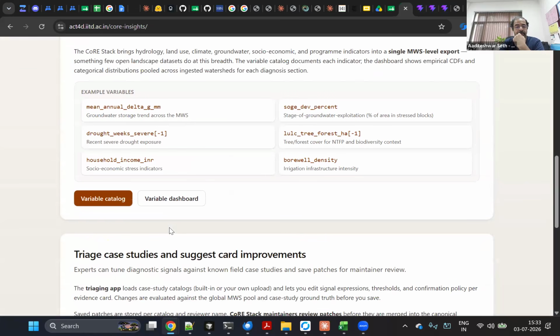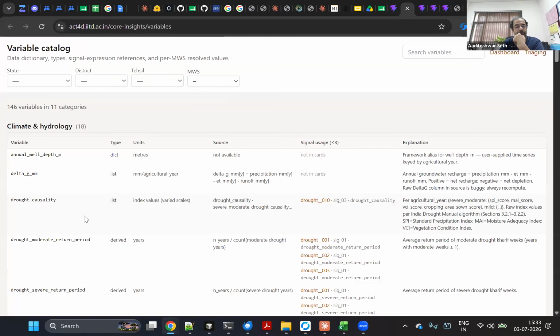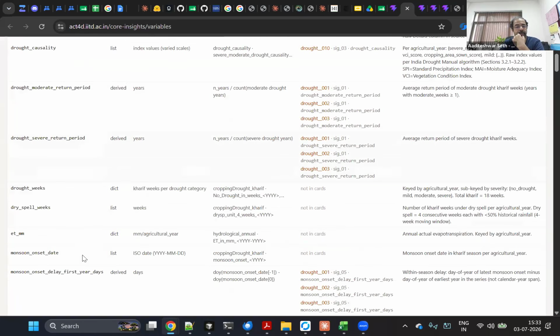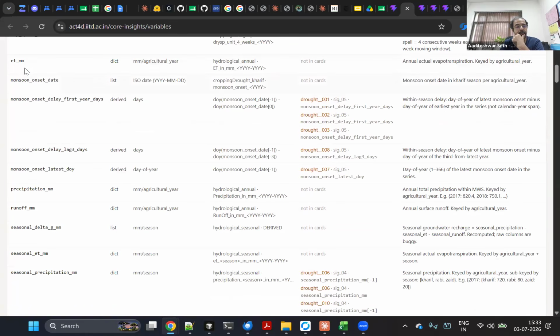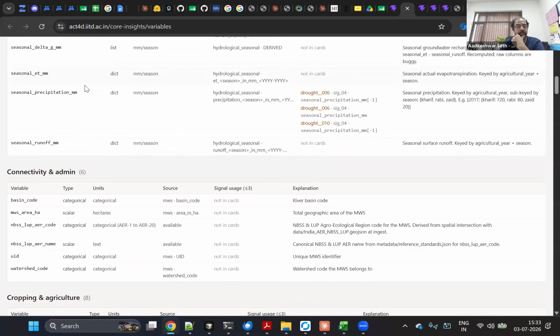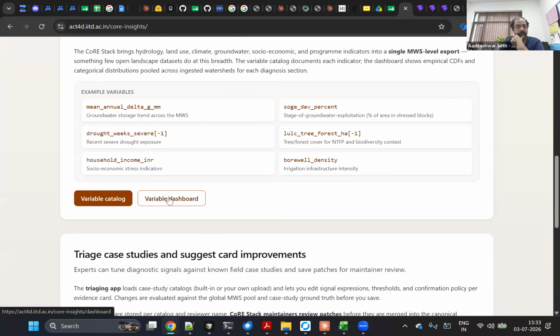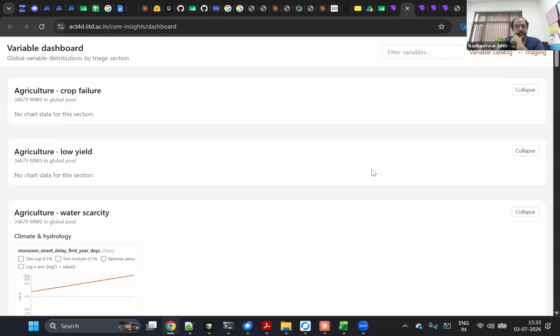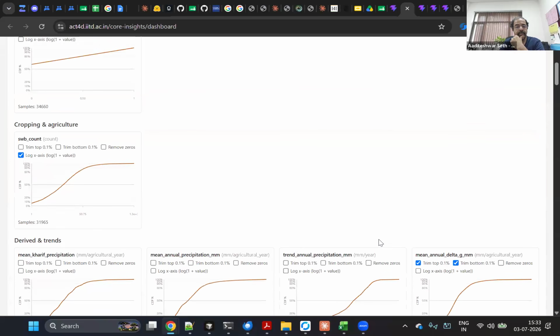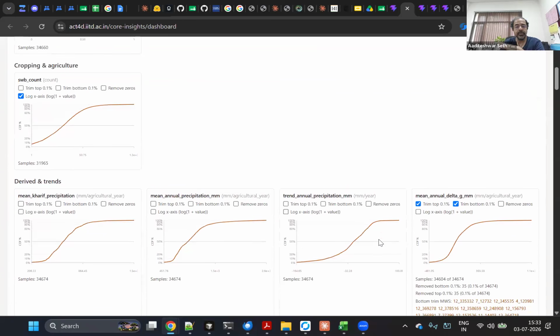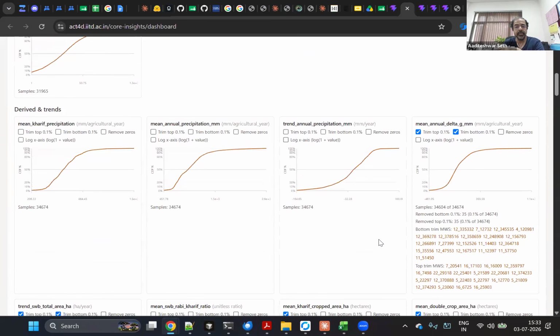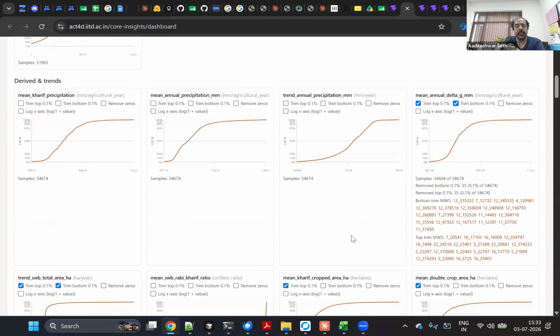By the way, you can also look at some of these links. There's a long list of all the variables that are in the core stack, some 100 plus. What's the monsoon onset date? What's the evapotranspiration? All sorts of things. And this one shows, across some 30,000 or so micro watersheds, what is the distribution of these variables?